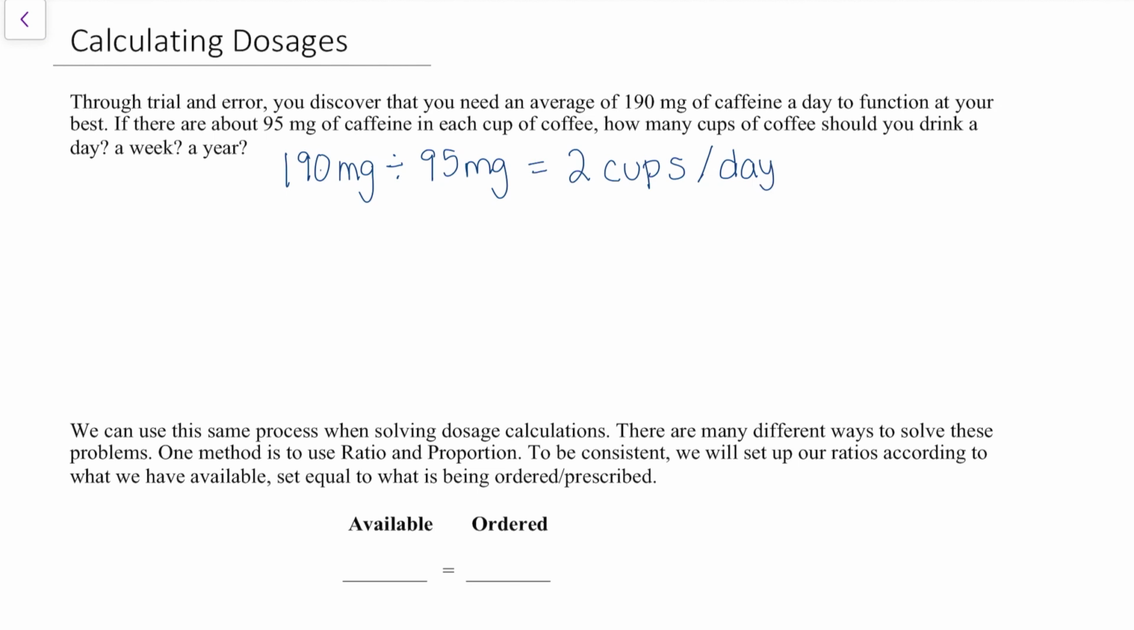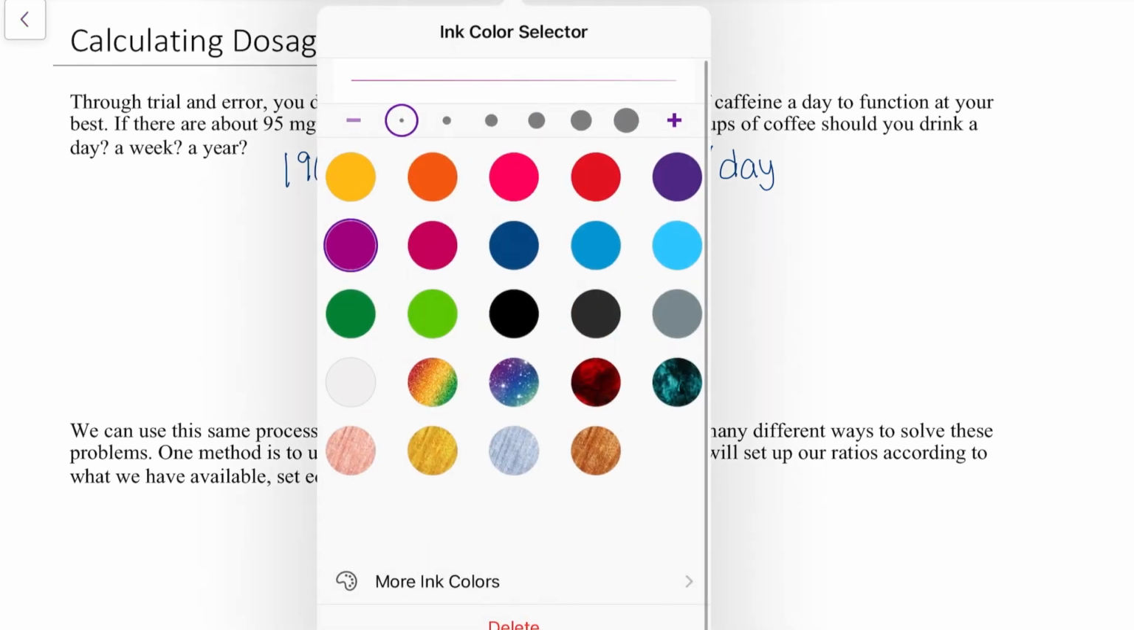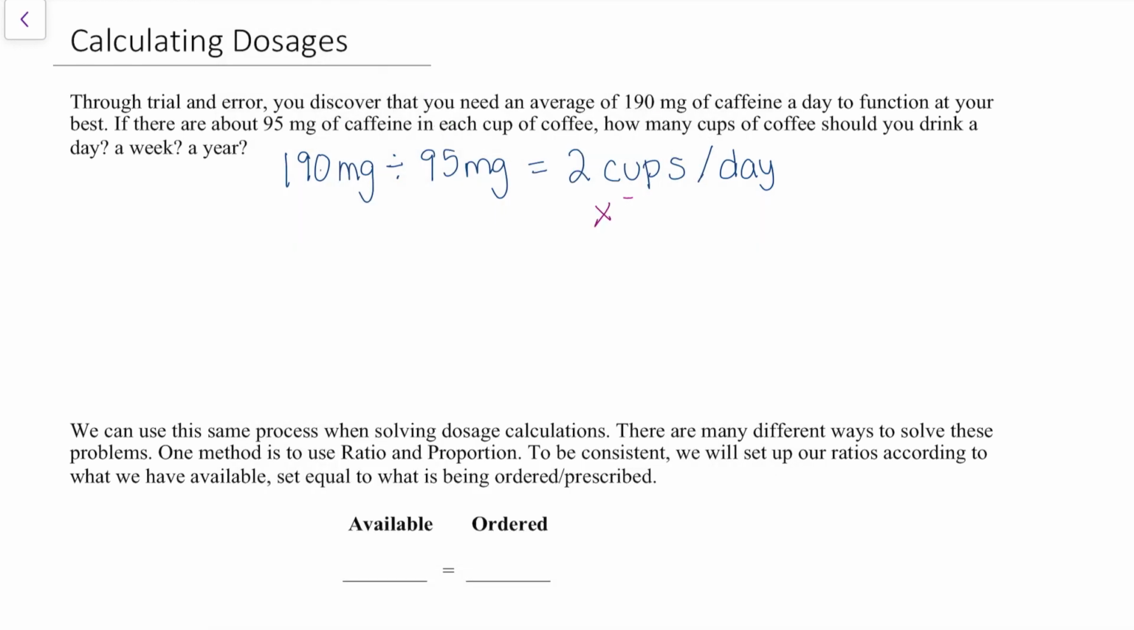So how do I figure out how many in a week? Well, we can multiply this by 7 days in a week, which gives us 14 cups per week. And then with that same kind of thought process, we can times that by 52 weeks in a year, which gives us 728 cups in a year.